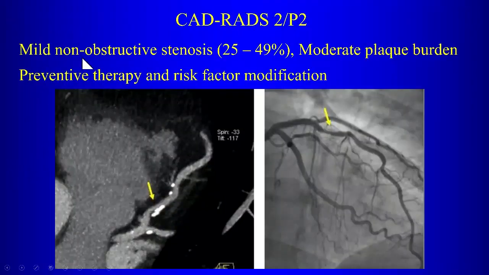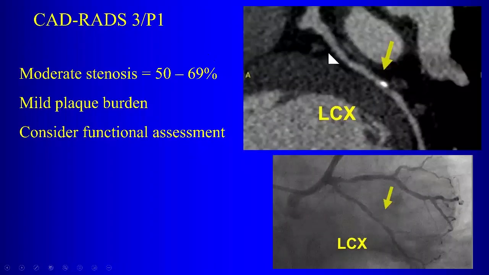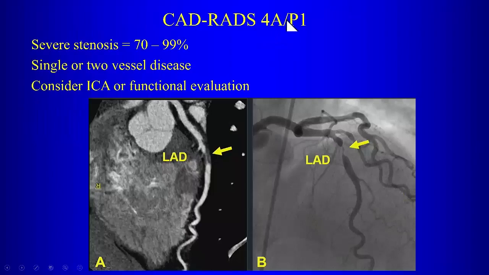This is an example of a CAD-RADS 2, mild non-obstructive stenosis. Here we're between 25 and 49%, so we're still less than 50%. Moderate plaque burden, again, this is not going to require further workup, even though this patient did get an angiogram there. And then if you have a 3, moderate stenosis, 50 to 69%, so mild plaque burden in this case, so this will require some kind of further evaluation, usually functional assessment.